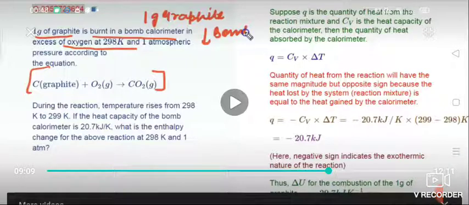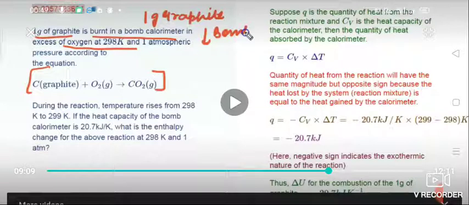Here is a problem related to the bomb calorimeter. 1 gram of graphite is burnt in a bomb calorimeter in excess of oxygen at 298 Kelvin and 1 atmospheric pressure, according to the equation. Whenever we are calculating the quantity of heat, heat capacity or specific heat capacity, we have to see the balanced chemical equation.